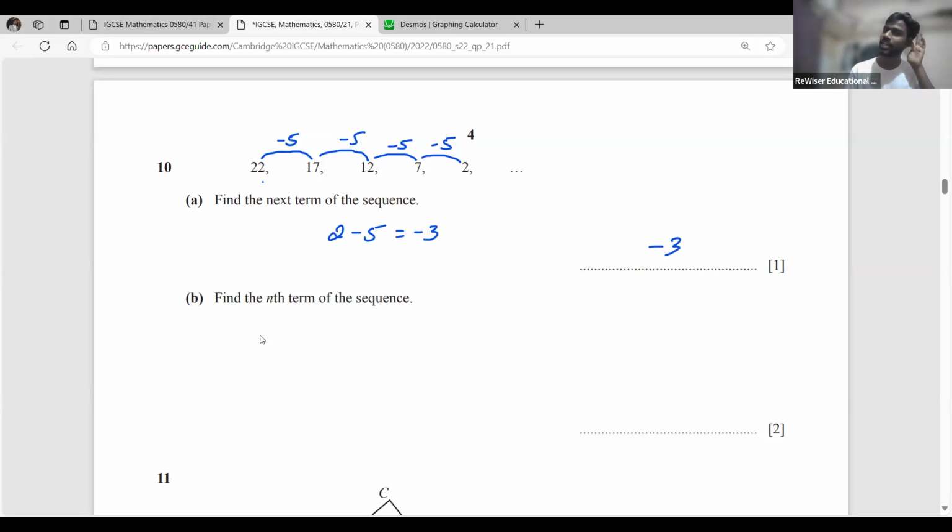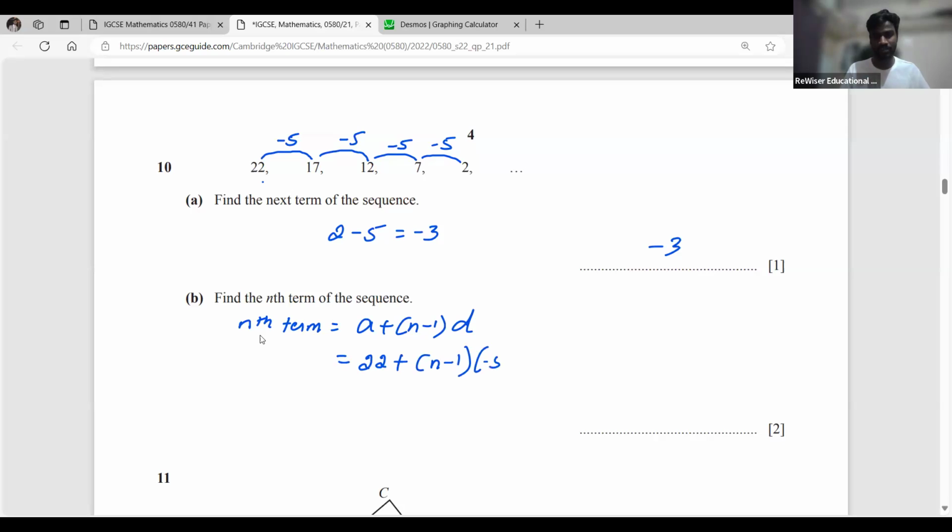And next, find the nth term of the sequence. So we have the common difference here, which is negative 5, and it's a linear sequence. So for the nth term, we can use the formula which I have just told you, which is a plus n minus 1 into d. And a is the first term, which is 22 here, plus n minus 1 into d, where d is the common difference, which is minus 5.